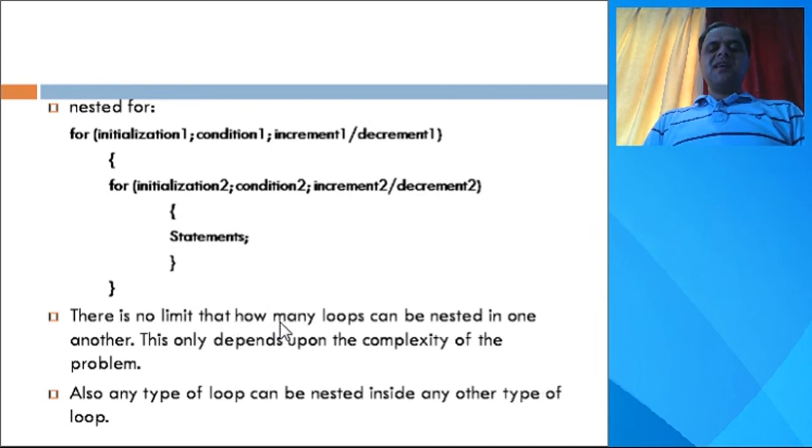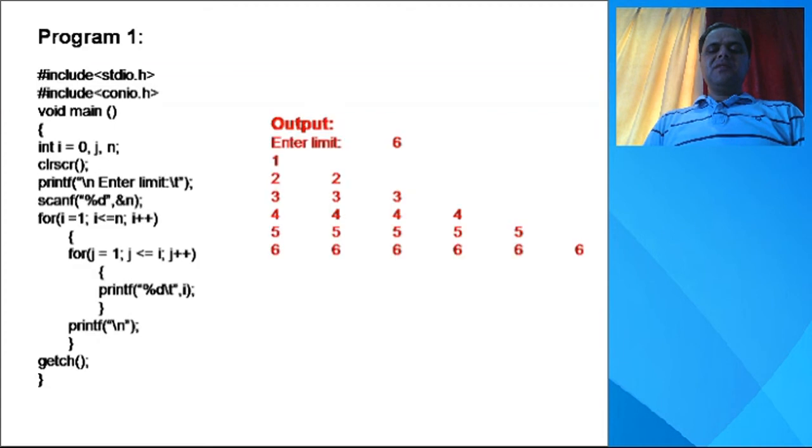There is no limit to how many loops can be nested in one another. We can nest as many loops as our program logic requires. This only depends upon the complexity of the problem. Also, we can nest any type of loop in any other type of loop. There is no restriction. So let's consider a program.